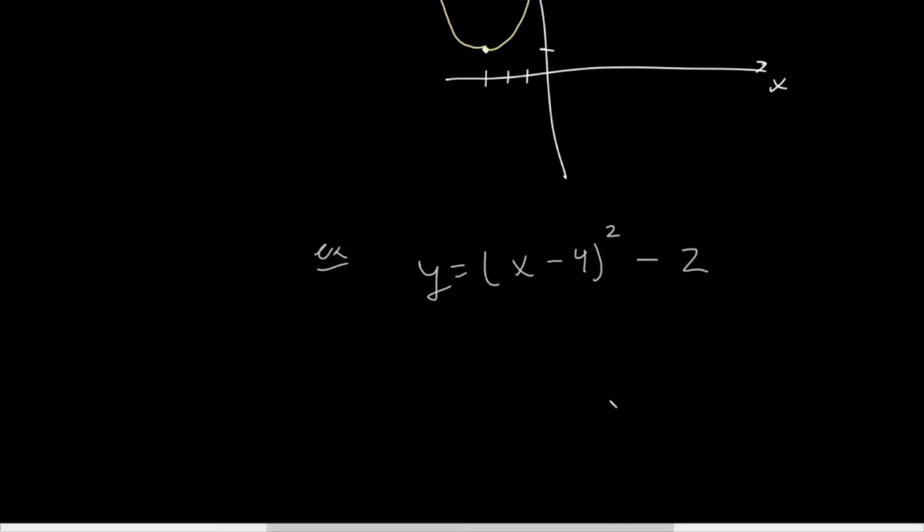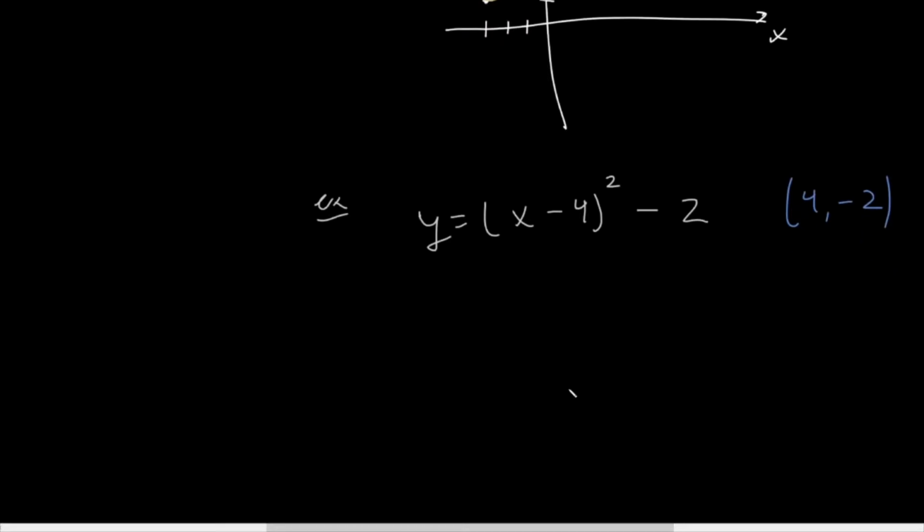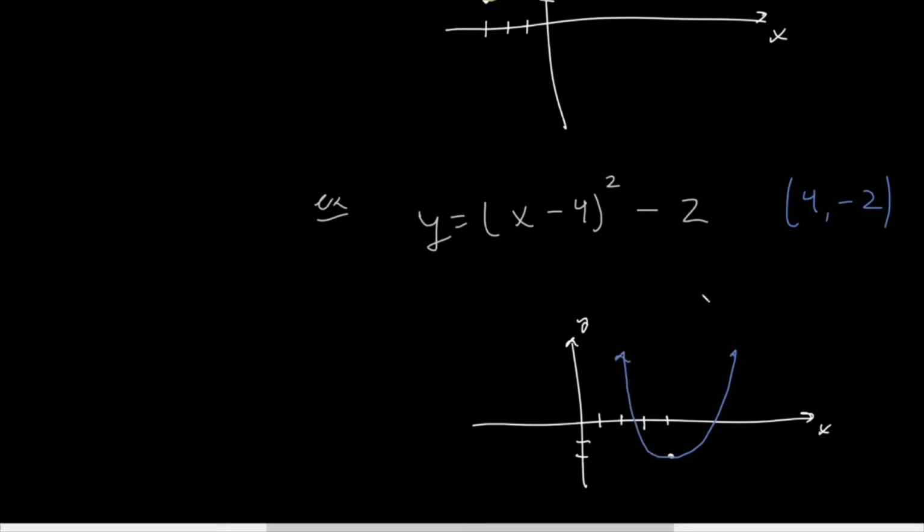So the vertex here will be +4, -2. So let's graph our parabola. I'll go 4 units to the right, 2 units down. Here's my vertex, and this is my parabola here. Any questions about this?